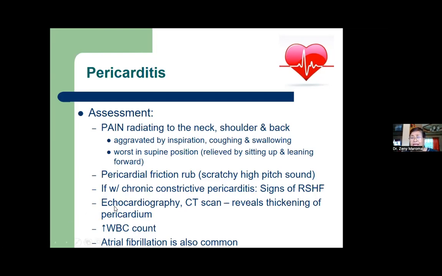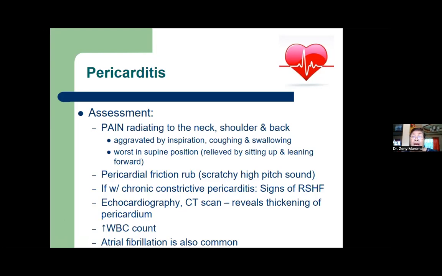Okay. So there'll be chest pain, radiating to the neck, shoulder, and back. Okay, so the pain in here is secondary to inflammation. Okay, not yet the pain secondary to imbalance between oxygen supply and oxygen demand.